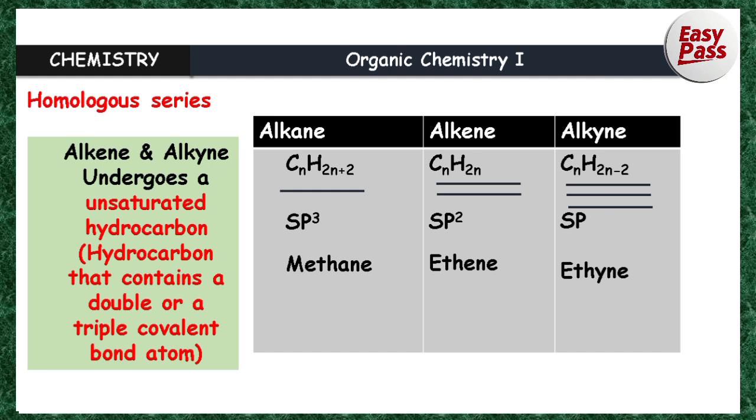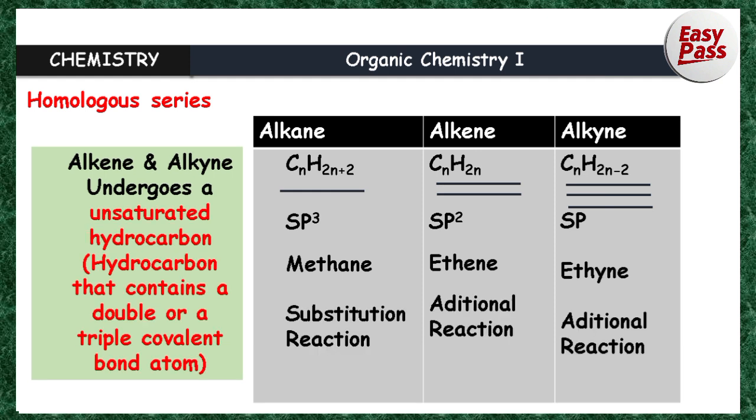Having said the differences between alkane, alkene, and alkyne, there's what we call alkyl group and functional group. The difference between alkane, alkene, and alkyne is that they undergo different types of reaction. Alkane undergo substitution reaction, while alkene and alkyne undergo addition reaction.